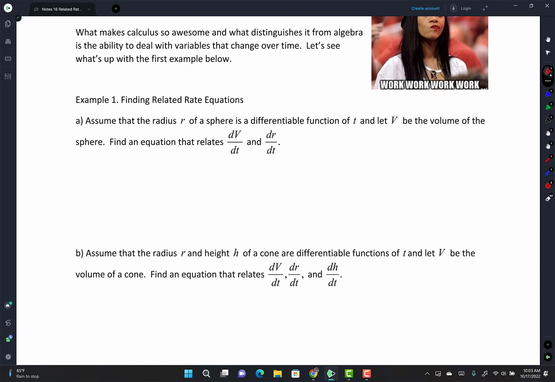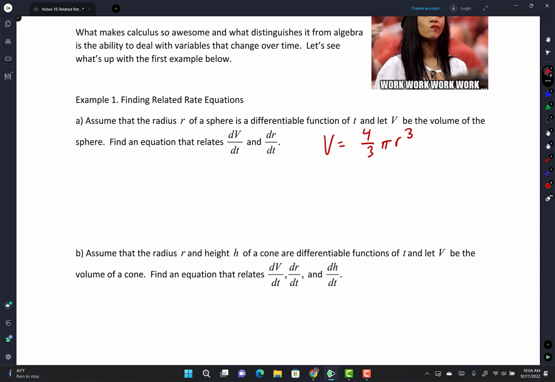Do you know volume of a sphere? Okay. Volume of a sphere is? I know there's a pi in there. There's r. Squared. 4/3 pi r cubed. That's volume of a sphere. Cool or not cool?